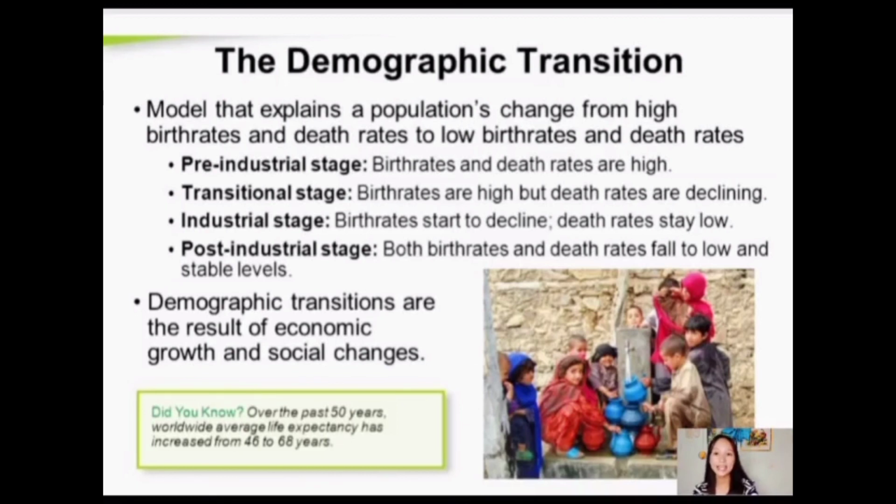First, pre-industrial stage. Birth rates and death rates are high. But in the transitional stage birth rates are high, but death rates are declining. And in the industrial stage birth rates start to decline and death rates stay low. And the post-industrial stage, both birth rates and death rates fall to low and stable levels.